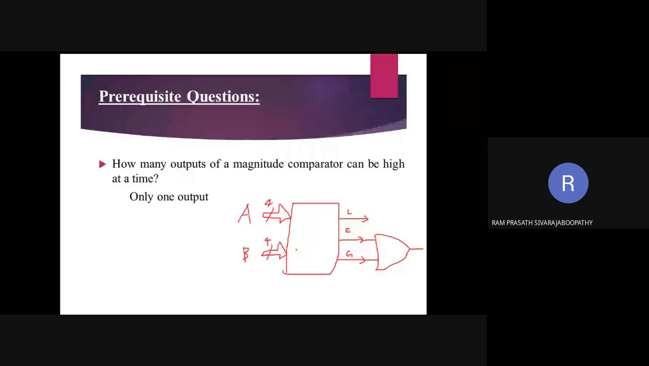This IC is a basic block. Using this, whatever you require in your project, you can do it.